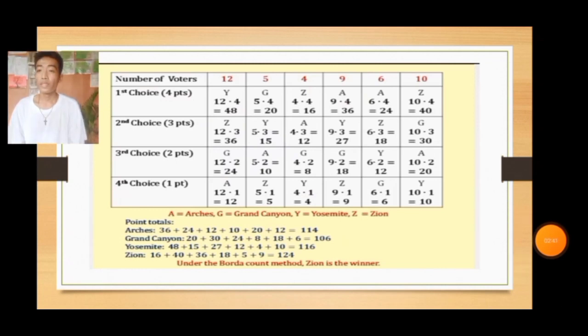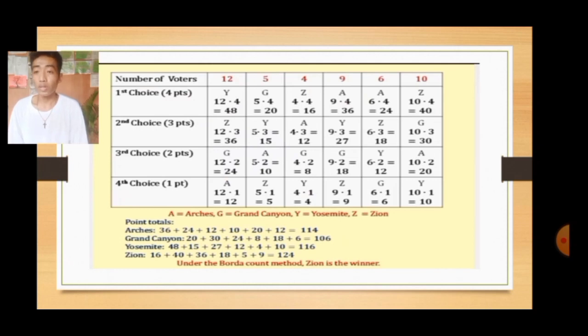Okay, second choice is 3 points. Z got 36. Y got 15. A got 12. Y got 27. Z got 18. G got 30.